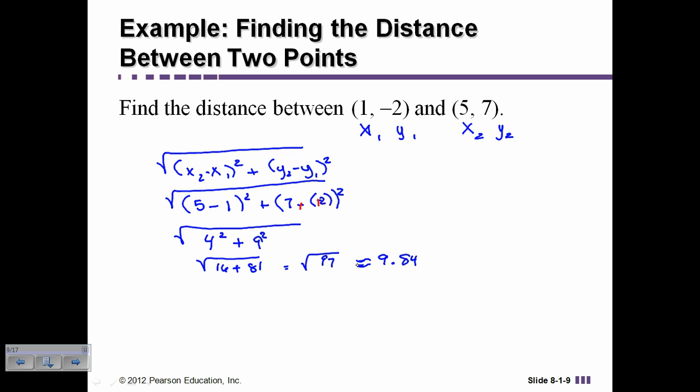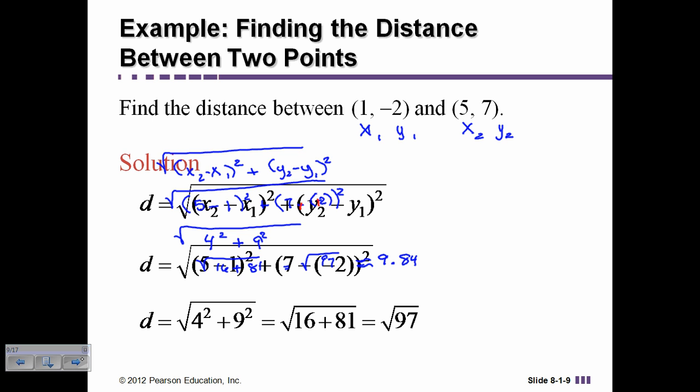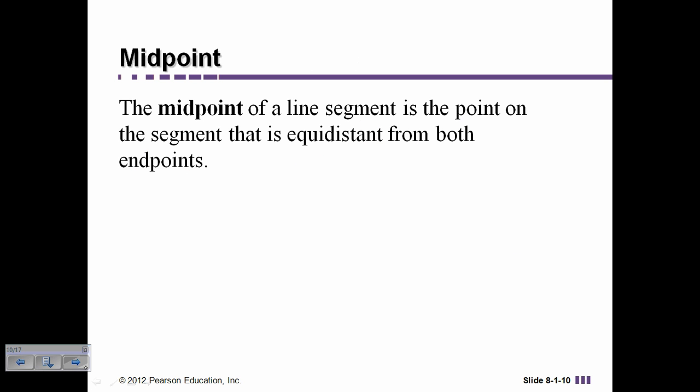This is about 9.84. So what that tells us is that the distance between the point 1, -2, and 5, 7, think about our graphs again if that helps a little bit, okay? So the distance between those 2 points is about 9.84. Now we don't know whether it's centimeters or inches or feet or whatever the case is, so we're just going to say 9.84 units.